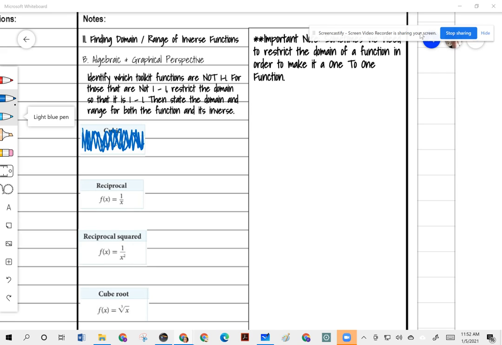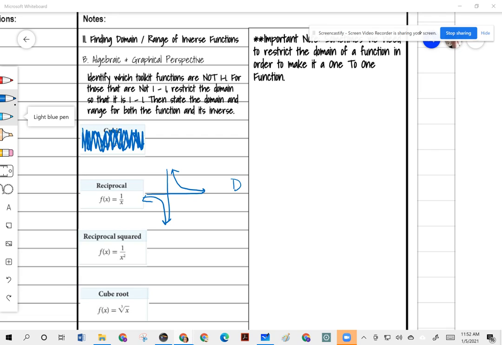Okay, so in this video, we're continuing on with our toolkit functions. If we take a look at the reciprocal function here, we can see that this would be a one-to-one function because it would pass the horizontal line test.